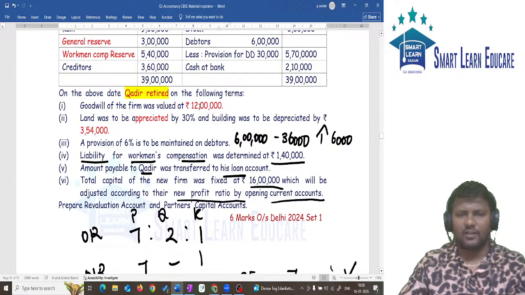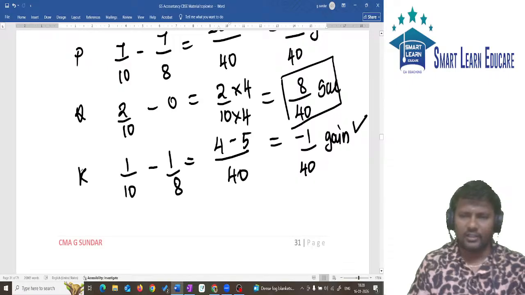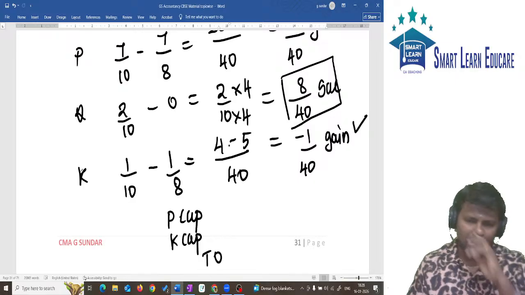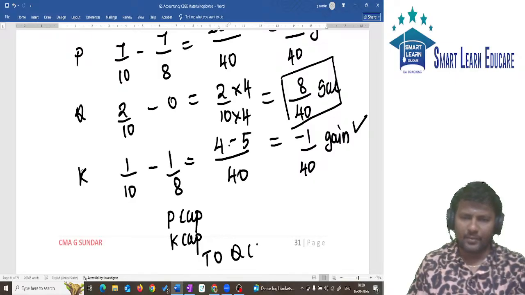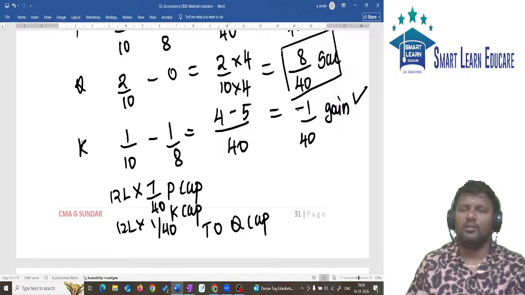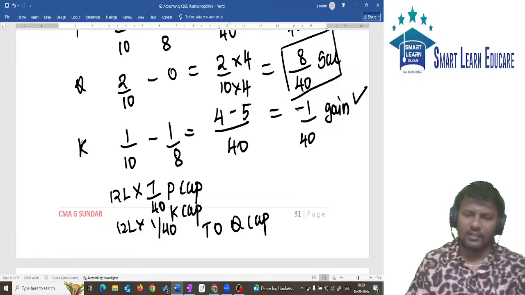Goodwill of the firm is valued at 12 lakh. So the journal entry: gaining partners' capital accounts debit. Who are the gaining partners? Q's capital account debit, K's capital account debit, to P's capital. Goodwill 12 lakh. 12 lakh into the share of partner P, 7 by 40. Here it is 12 lakh into 1 by 40. And the last partner 8 by 40.